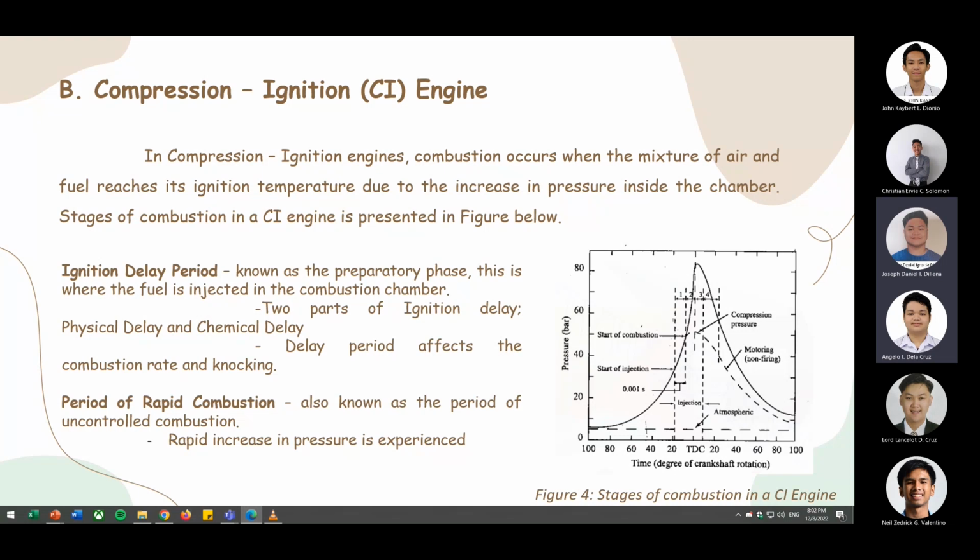So next po is yung period of rapid combustion, also known as the period of uncontrolled combustion, where there is a rapid rise in pressure experienced. This period is from the period of the start of combustion until the maximum pressure in the chamber is reached. Due to the delay period, this will result to a higher rapid rise because most of the fuel is already oxidized.